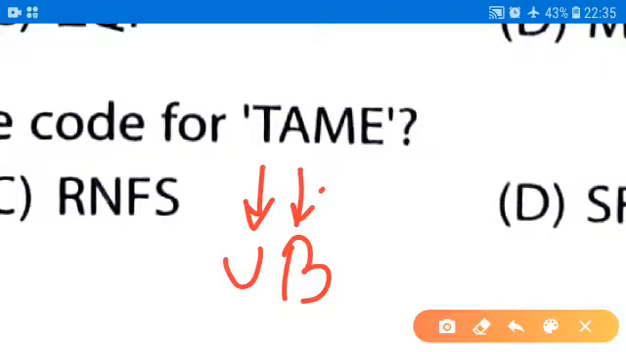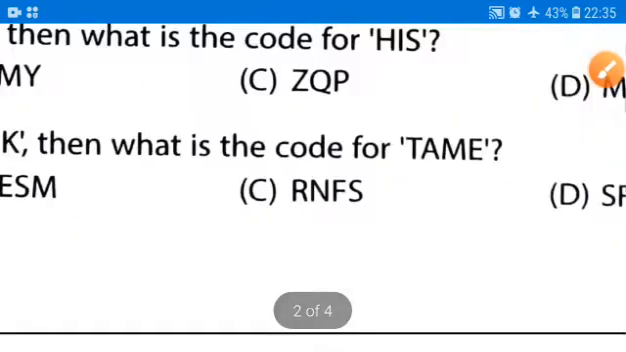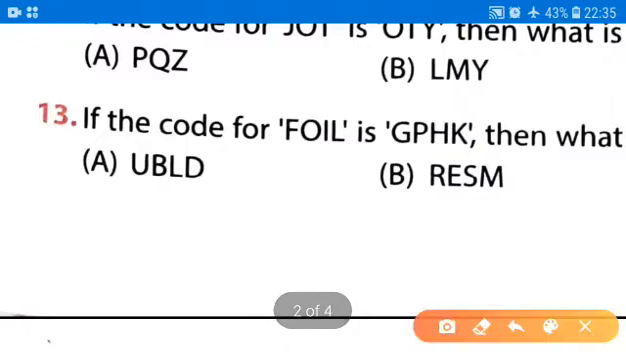Now one step backward of M will be L, and one step backward of E will be D. Before E, what comes? D comes. So the correct answer is UBLD, that is option A. That is the correct answer.